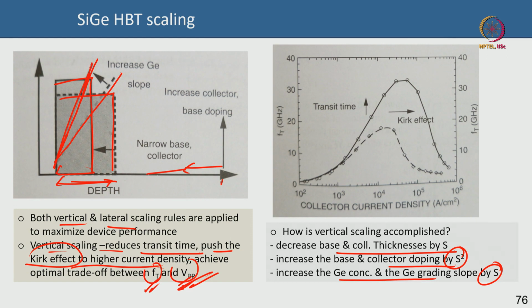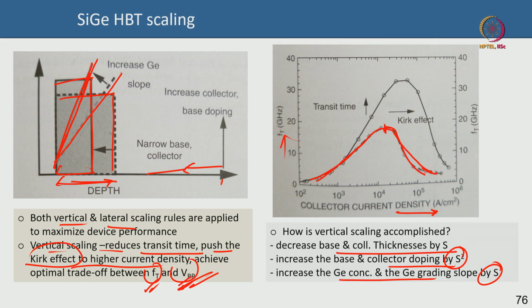Okay. So initially you can see that this is the cutoff frequency plotted with respect to the collector current density. This dot dashed line was, for instance, for a certain technology node, where you have a cutoff frequency that increases with collector current, and at the onset of the Kirk effect it starts decreasing, that we have discussed in one of the last lectures.